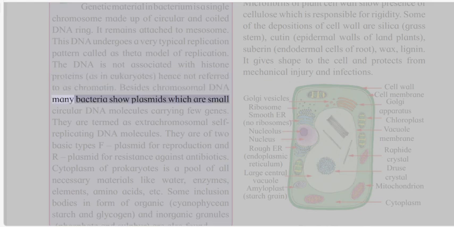Besides chromosomal DNA, many bacteria show plasmids, which are small circular DNA molecules carrying few genes. They are termed extrachromosomal self-replicating DNA molecules. They are of two basic types: F plasmid for reproduction and R plasmid for resistance against antibiotics.